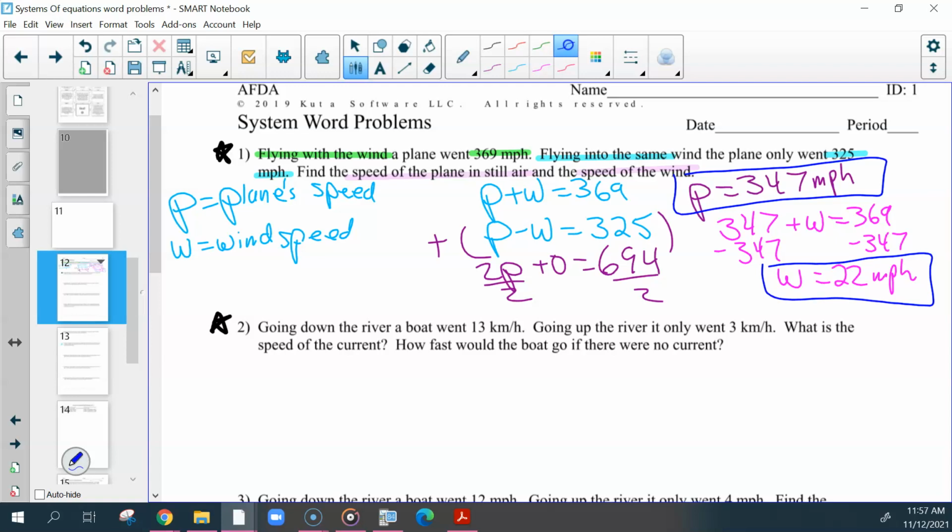Together, I'm going to talk through some of this language and then I'll let you guys practice. So number 2, I'm going to go ahead and read out loud. Going down the river, a boat went 13 kilometers per hour. Going up the river, it only went 3 kilometers per hour. What is the speed of the current? How fast would the boat go if there were no current? So important things here. When we went down the river, the boat went 13. When we went up the river, the boat went 3.